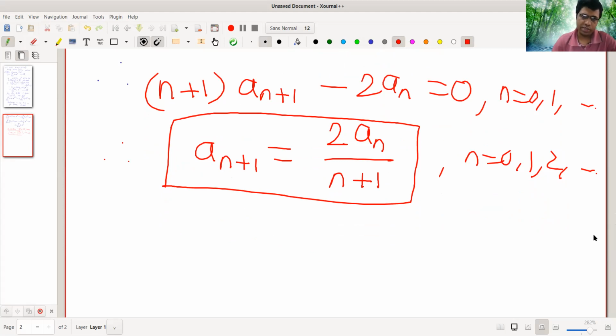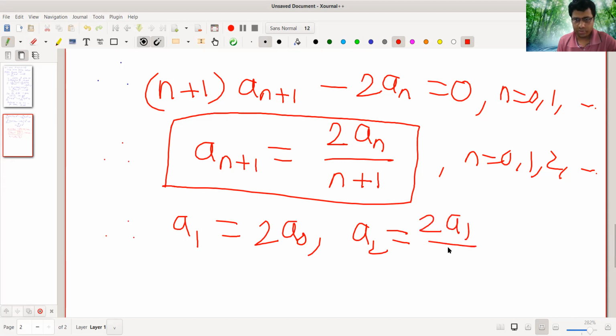So what is a1 from this? If we substitute n equal to 0, we get a1 equal to 2a0. Then a2. a2 means n equal to 1. So it is 2a1 by 2. But a1 is 2a0, so it is 2 into 2a0 divided by 2.